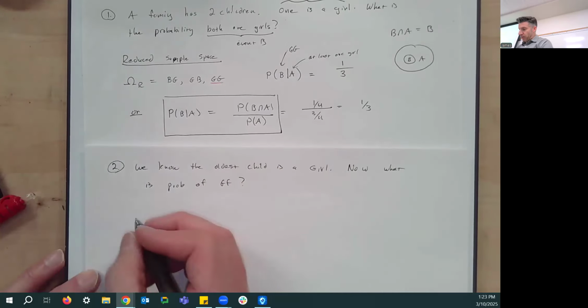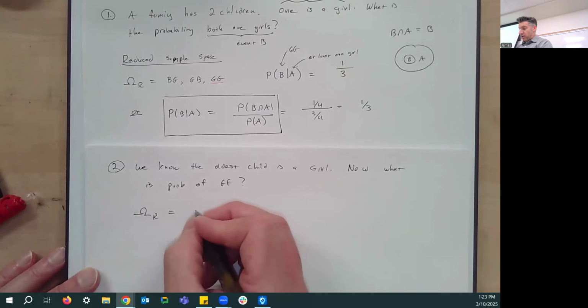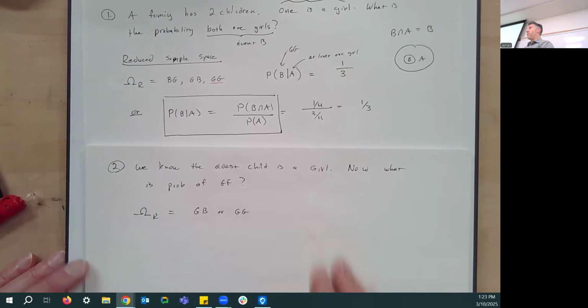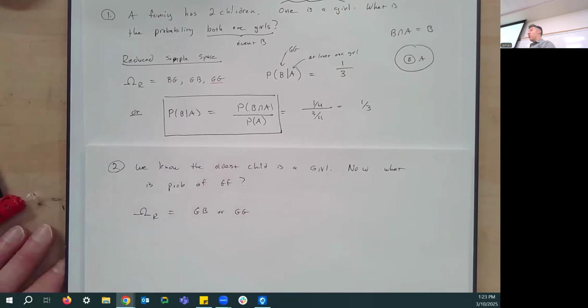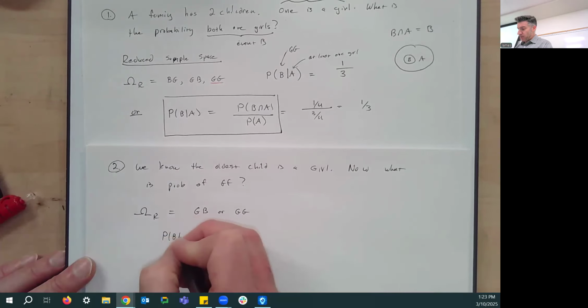Well, we can again look at it both ways, but our reduced sample space now is just going to be either girl then boy or girl then girl. We can't have boy girl, right? That's not an option because we know the oldest child is a girl, not just that one of the children is a girl. So in this case, the probability of B given A is just 1 out of 2.